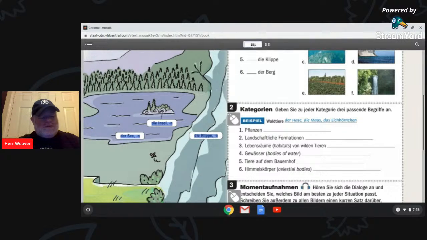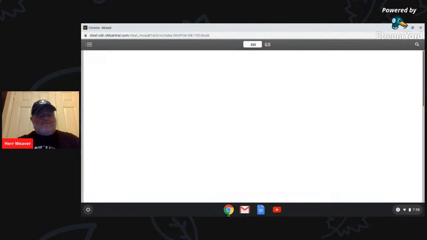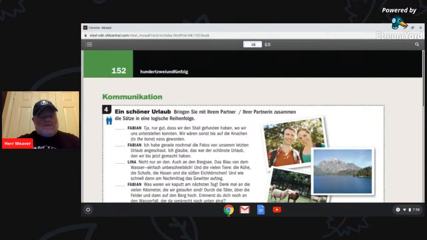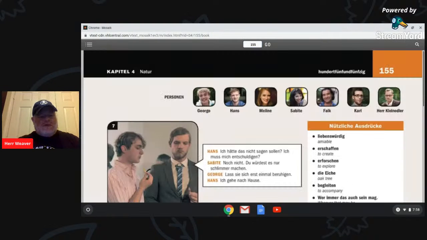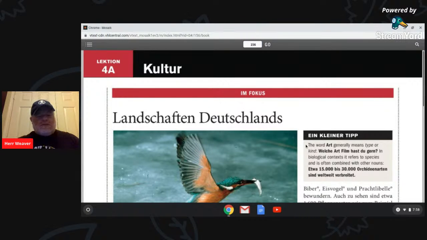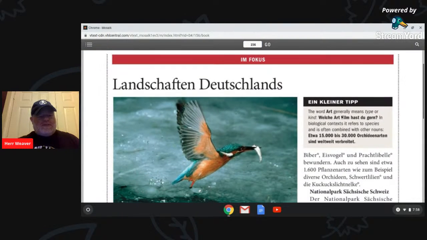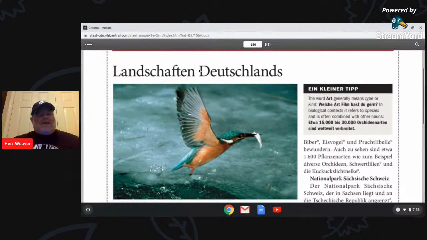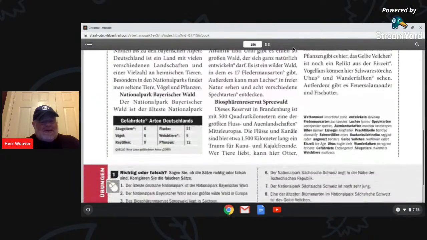Let's skip ahead here and see. Okay, I think I want to go to 155. No, maybe 156. Okay, so here's those articles about Landschaften, landscapes of Germany, and countryside of Germany. Yeah, it's actually in the plural here, so that countrysides, I don't know. But that would be, yeah, I would say, again, nature or landscapes might be best.